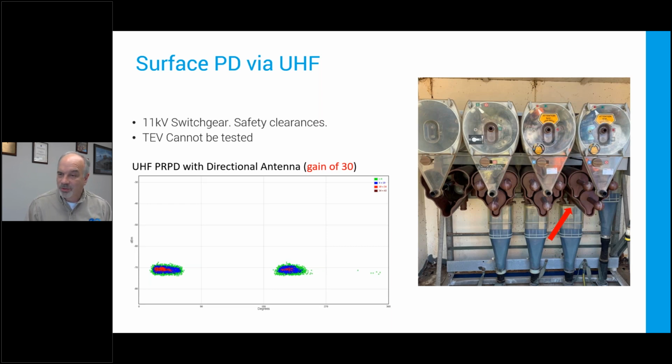It was inside, so it wasn't creating any ultrasonic. In this case, UHF was the only option they had. They could have done an RFCT test, but you can see where the terminations are, the cable terminations. They would have had to shut down, install the RFCTs, re-energize, run the test, shut down, remove the RFCTs, and they weren't willing to do that. Fortunately, UHF was able to find the problem for them.